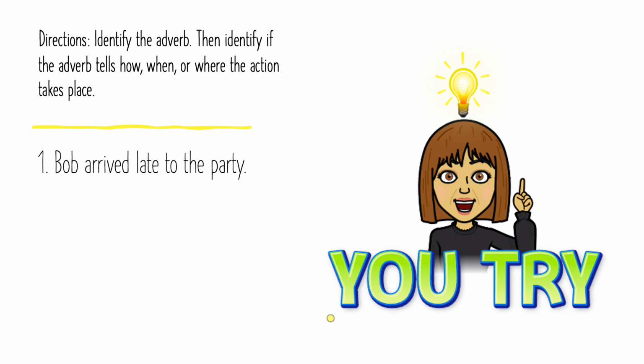Now you try. Directions. Identify the adverb. Then identify if the adverb tells how, when, or where the action takes place. Sentence 1. Bob arrived late to the party. Remember, you need to identify the adverb first, then identify if the adverb is telling you how, when, or where the action takes place. I'm going to give you a couple seconds and then I will tell you the answer.